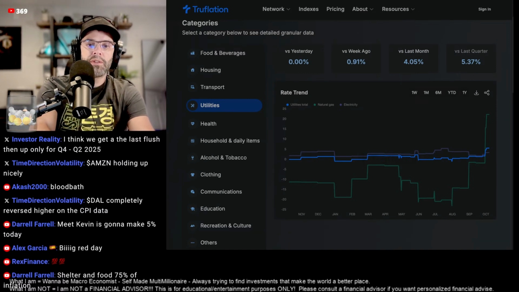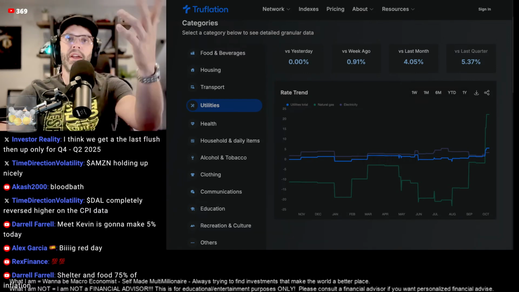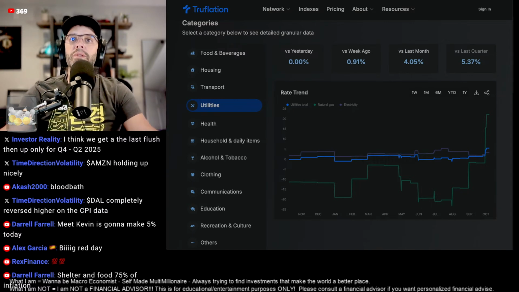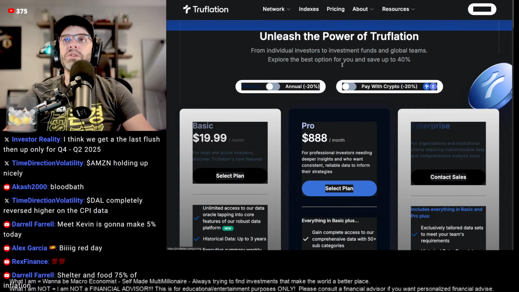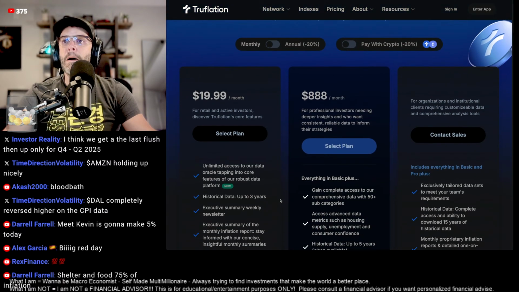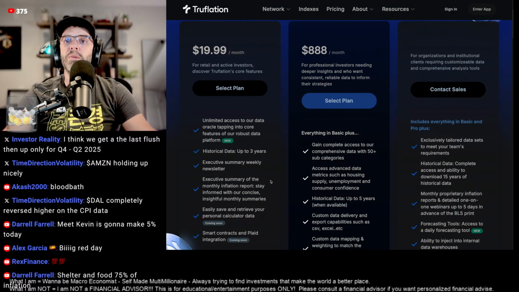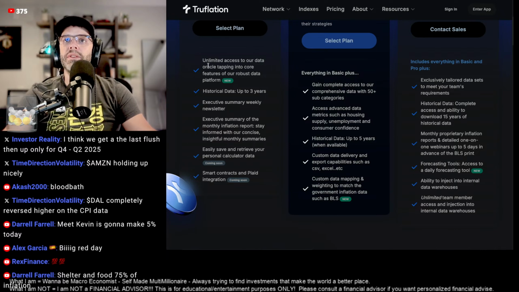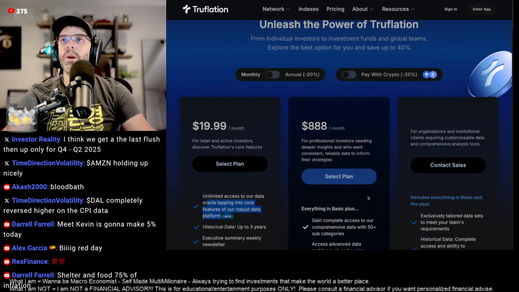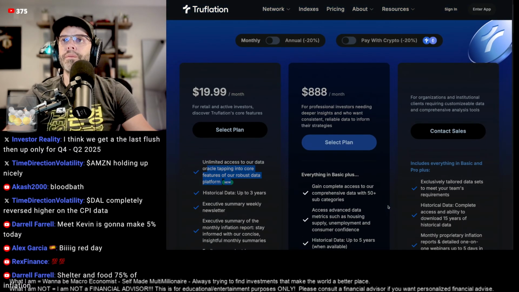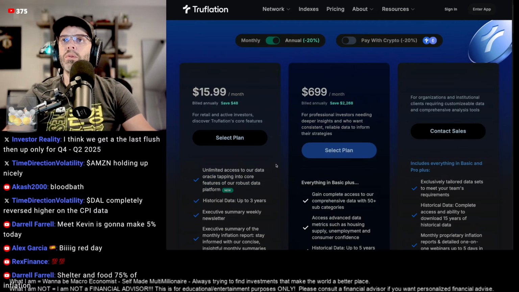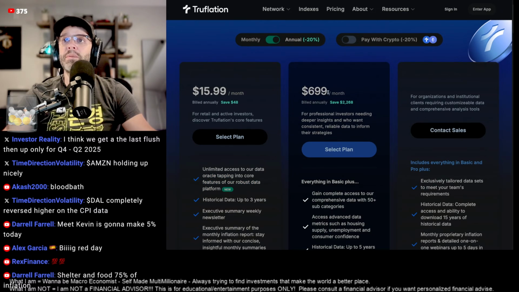I wonder how much it costs. You guys have been providing more money for this. I mean, today, what the heck, like $50 or something right here. So I think maybe if these guys are reasonable on pricing, we should start purchasing this. At least the basic plan. It's only $20 a month. Unlimited access to our data, Oracle tapping into our core. Oh, yeah. I don't know what complete access is, but I don't know that I'm ready to commit to $888 a month. If I go annual on this one, it's only $16 a month. Ooh, that drops down to $700. Still not ready to pay for that.